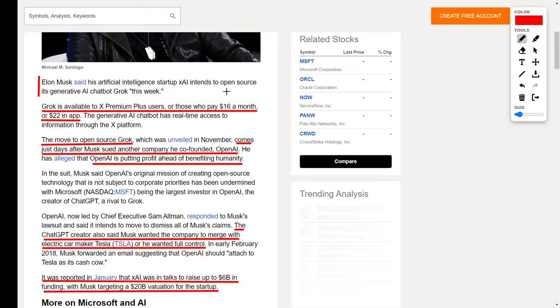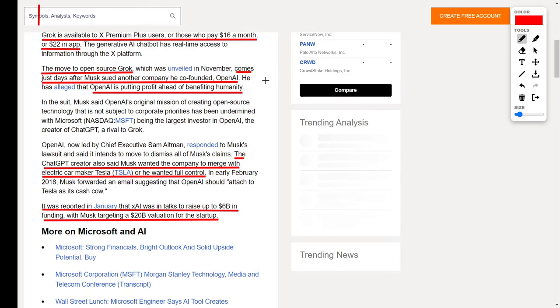Grok this week. If you didn't know, Grok is an AI chatbot that is available on X to X Premium Plus users. And for context, X used to be called Twitter. So on the X platform, you can pay $16 a month or $22 in their app to get access to this particular AI chatbot.